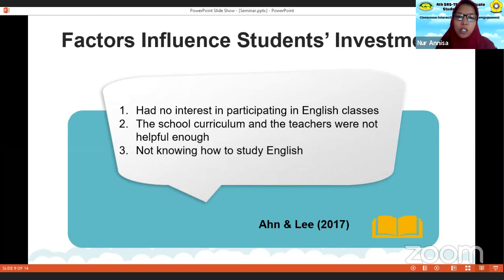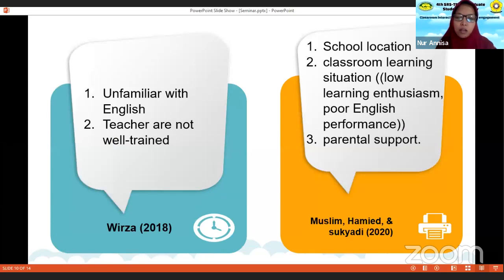They found that the students had no interest in participating in English classes, and also the school curriculum and the teachers were not helpful enough. The worst is they don't know how to study English. The next is a study from Riza.